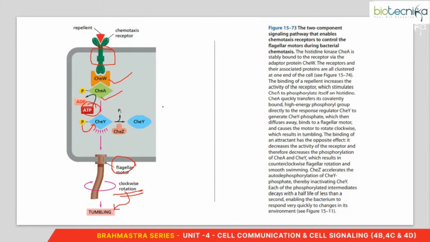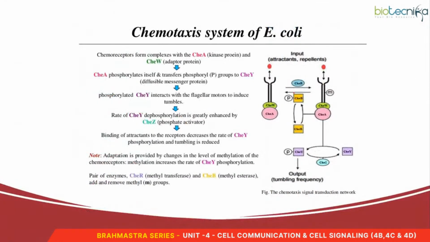On the other hand, you can guess it. If an attractant binds, the receptor becomes inactivated. Phosphorylation events will decrease. Whatever the phosphorylated intermediates are, CheZ, the phosphatase, removes that phosphate. So you get the dephosphorylated version, which helps in counterclockwise rotation. That is smooth swimming. Okay, this is how it looks.